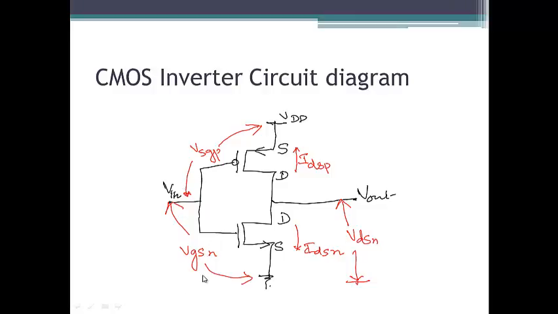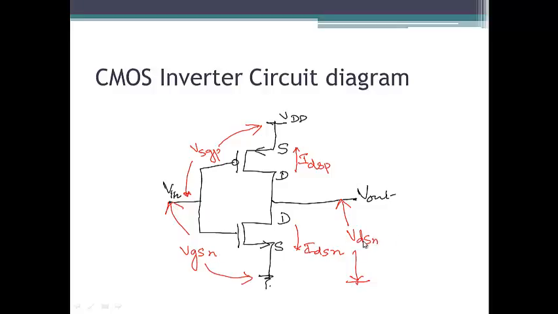We refer to these voltages with suffixes N and P. N refers to the NMOS transistor and P refers to the PMOS transistor. Vin is given between the gates of both the transistors and the ground. So between this gate terminal and the source terminal of the N transistor, we can call it VGSN. So VGSN is nothing but Vin.